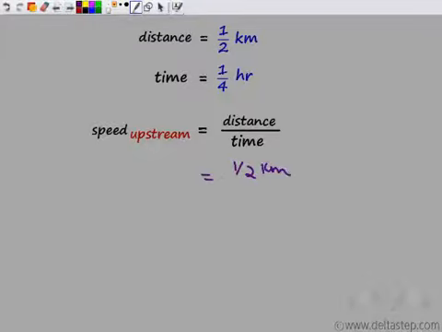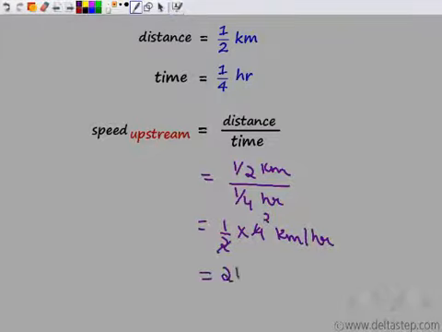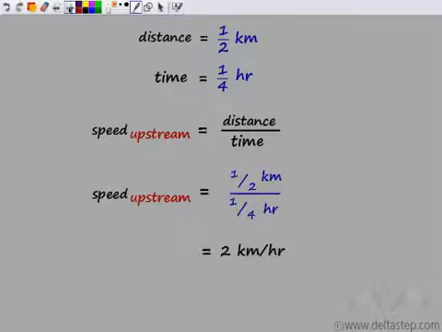This gives me 1/2 times 4 kilometers per hour, which is 2. So I know that speed of that man upstream is 2 kilometers per hour. We know that the speed in still water is 6 kilometers per hour. So speed upstream is 2 kilometers per hour. Speed in still water is 6 kilometers per hour, and we wanted to find the speed of the stream.